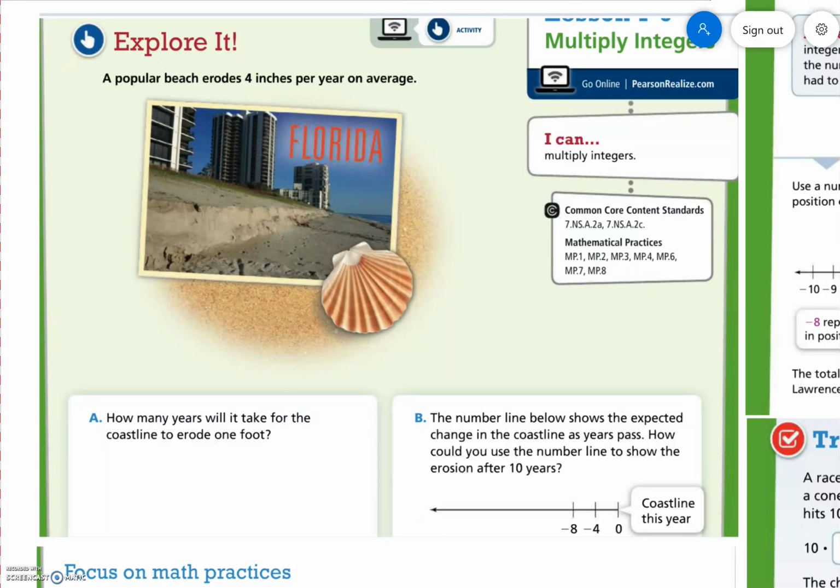Today we are going to talk about multiplying integers. So by the end of the lesson, I want you to be able to say, I can multiply integers.